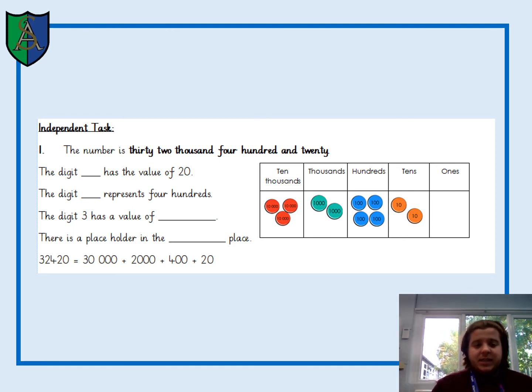For this part of the task, you need to have a little look through and work out, using what you already know in the question, to help you with other parts of the question. So I can see already that the number is 32,420. I can also see that there are 3 ten thousands in the place value column. I can also see there are 2 thousands, 2 tens, 4 hundreds, and there are 0 ones. The digit has the value of 20. What digit in my number 32,420 has the value of 20? Yeah, that's right, it's the digit 2.